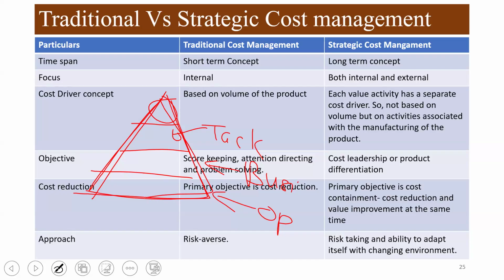Then the cost drive concept is based on the volume of the product. The strategic approach is not on that; it looks at each value activity. They talk about value. In the traditional system, they are not talking about value, but volume, right? So economies of scale: when you increase the volume, your fixed cost will go down.